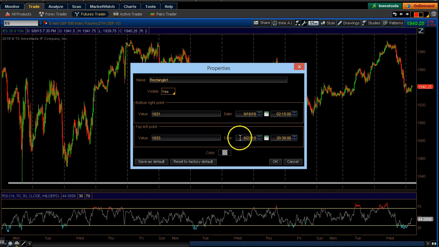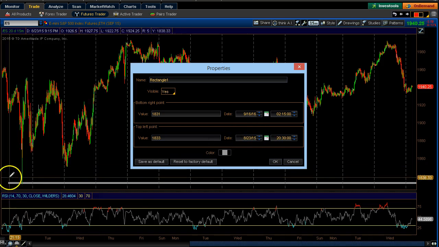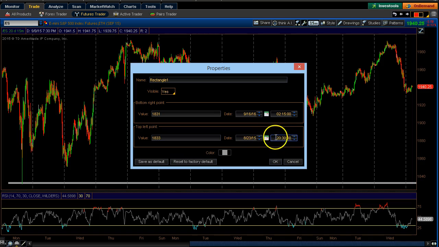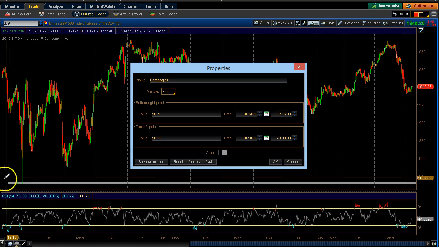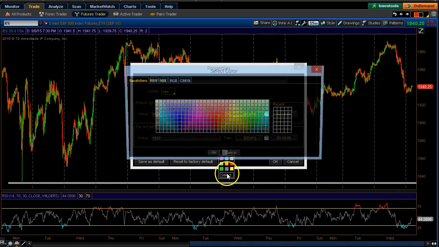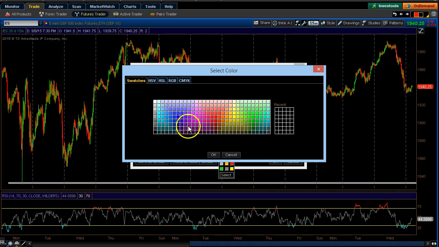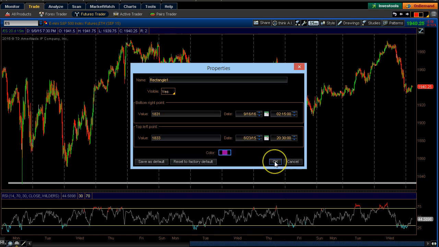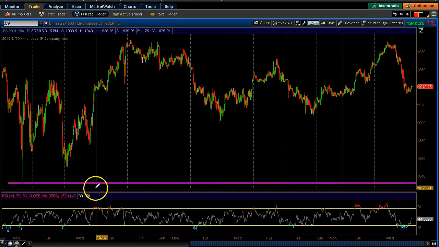Now for the left-hand side, we're just going to keep it right where it's at, okay? The time, you could leave it however you want, because you'll only see it from the very beginning, okay? And then for the rectangle, you can leave that visible, yes. We'll want to change the color. Pick a color that works for you. I like purple, okay, for my zones. Purple, and then select OK.